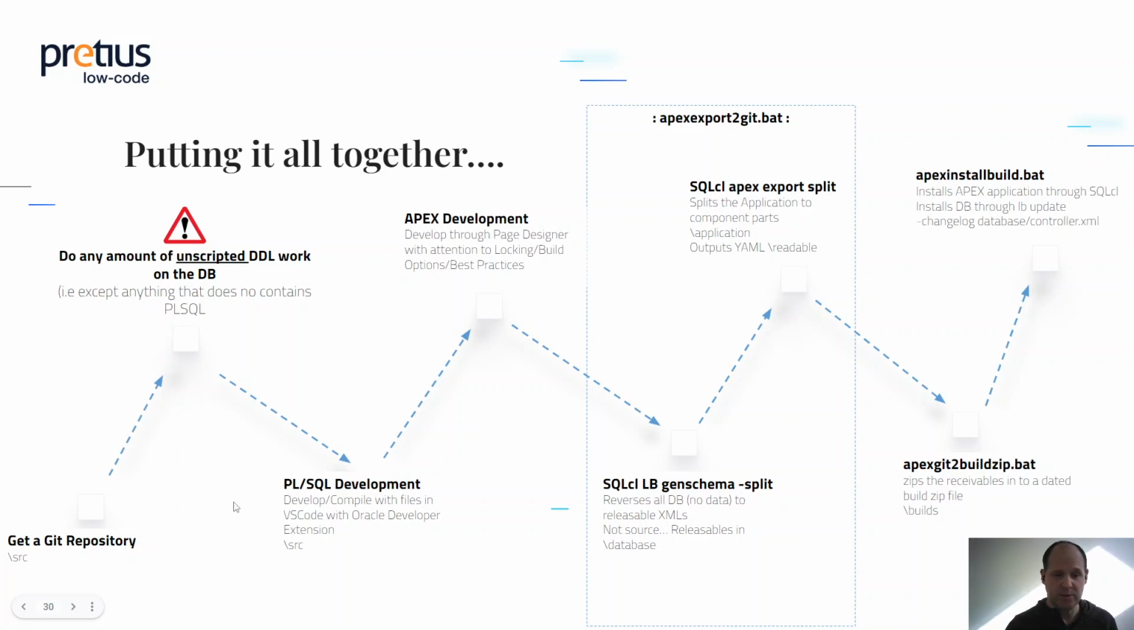So in my Git repository, you could use your favorite editors to compile the source file. So I'm going to develop and compile with VS Code. That's my favorite editor. We've got the Oracle database extension, which I kind of like. I kind of like custom scripts, to be honest. But I work with the source in there. If you want to use SQL Developer or PL/SQL Developer, as long as you're working from your repository, that's awesome. And then in Apex, use Page Designer with attention to lock-in, build options, all the best practices I've talked about already.